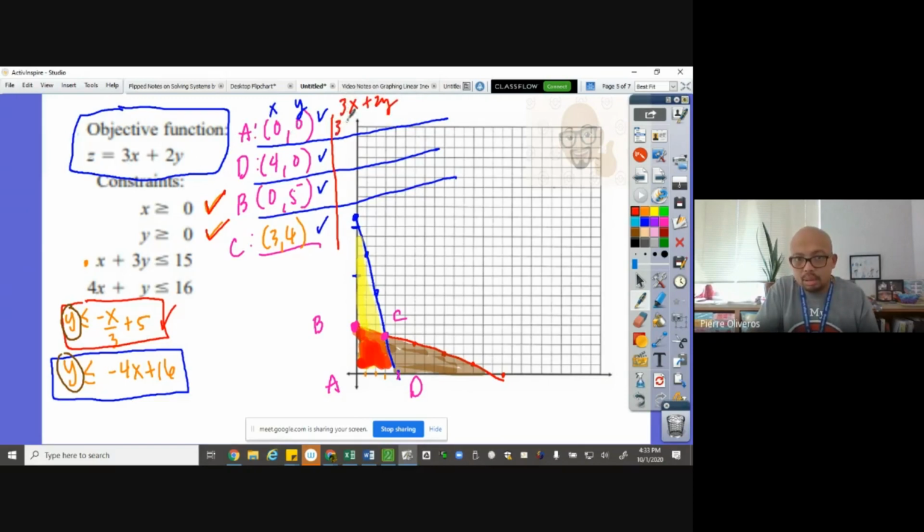So 3 times 0 plus 2 times 0, the value of z here is 0. If we plug in the 4, it's going to be 3 times 4 plus 2 times 0. 2 times 0 is 0, 3 times 4 is going to give me 12. Then 3 times 0 plus 2 times 5: 3 times 0 is 0, 2 times 5 is 10, so 0 plus 10 is 10. And for the last one, it's not 3 times 4, I'm wrong. It's 3 times 3.